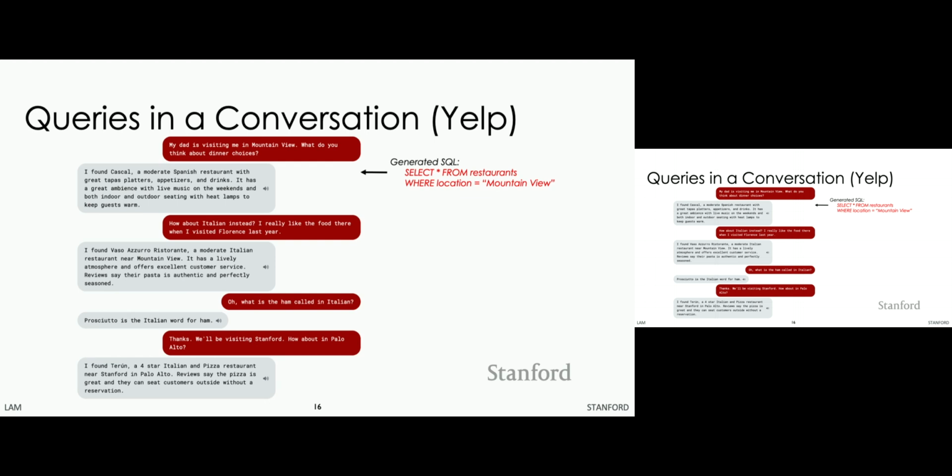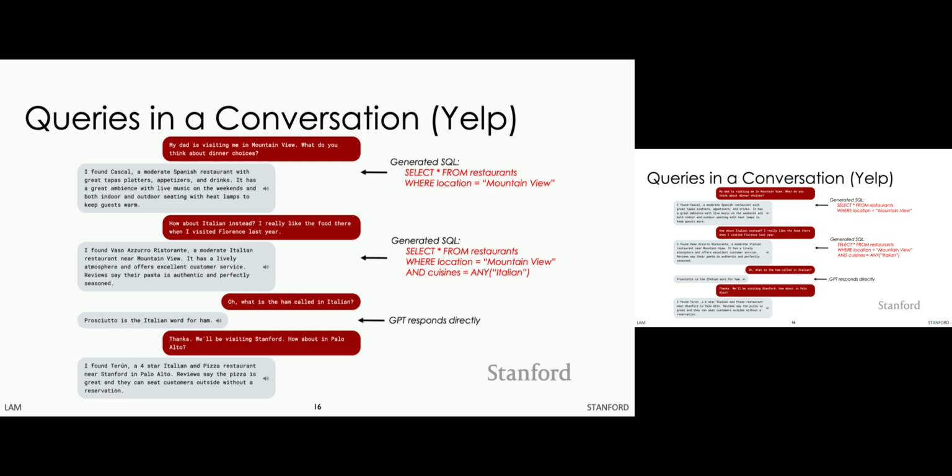So how about Italian instead? I really liked the food there when I visited Florence last year. And the generated SQL query adds the fact that you're looking for an Italian restaurant, and it actually retains the information that the location is Mountain View. Okay? So this is really important. I'm showing you what it means to be in a conversation. You have to understand what has gone on, and information from previous turns has to be transferred and applied to the current turn. And then in this particular case, it's like, oh, what is the ham called in Italian?